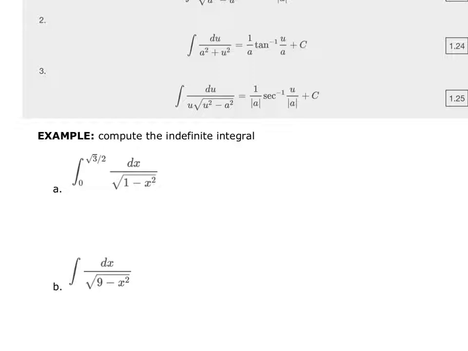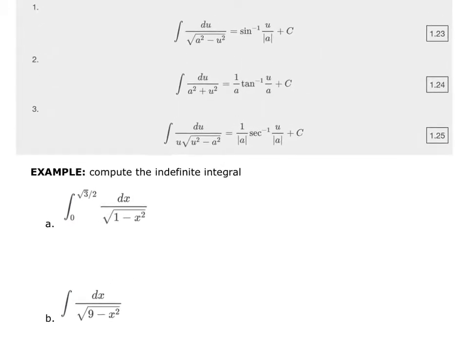I'm going to do the first one, and then I want you all to do the second one. I am looking for that pattern. I am looking for a constant minus something squared underneath a square root. If I have that, then I know that it looks like that. That is the sine inverse. So if I'm looking for that pattern, this constant is a squared.